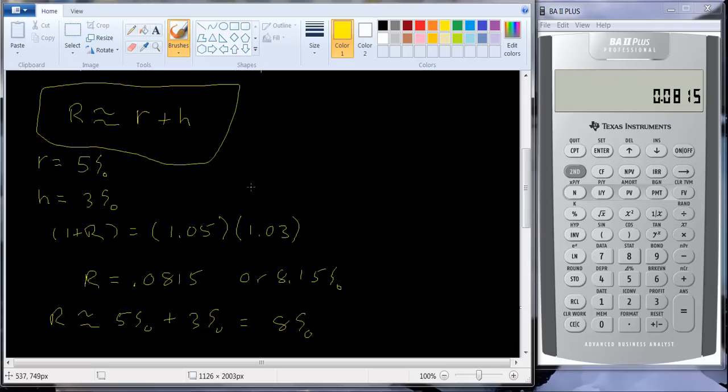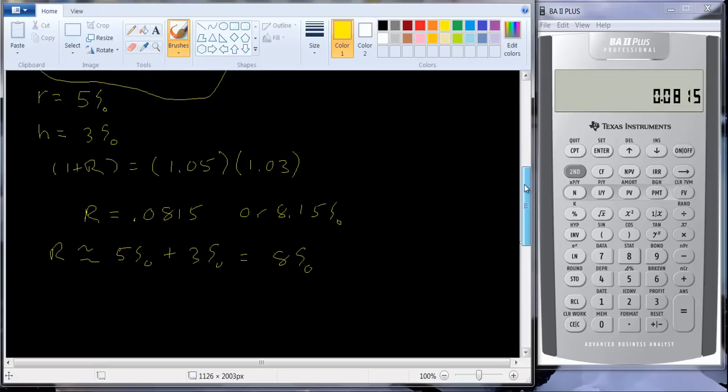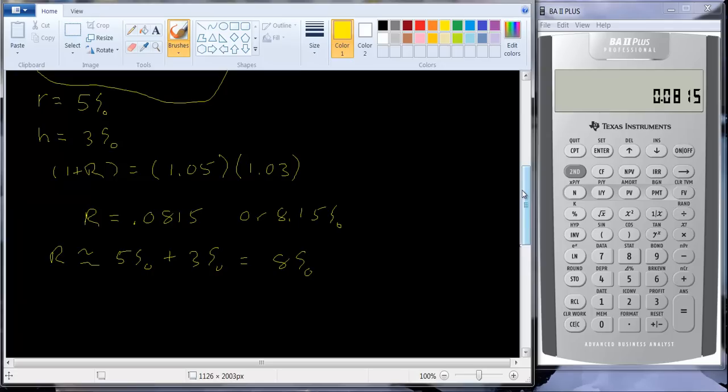And of course you can do the opposite case. If, for example, you knew what the nominal rate was and you wanted to figure out what your real rate was, your real rate is going to be approximately equal to your nominal rate minus the expected inflation rate. So if you're getting a nominal 10% return, and you expect inflation to be 4%, then 10 minus 4, you would get a real rate of return of 6%.